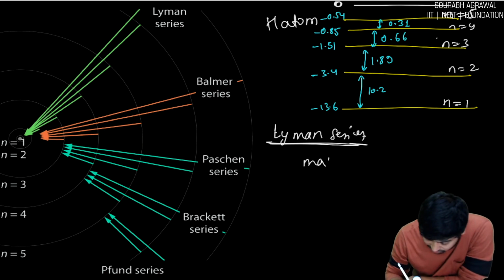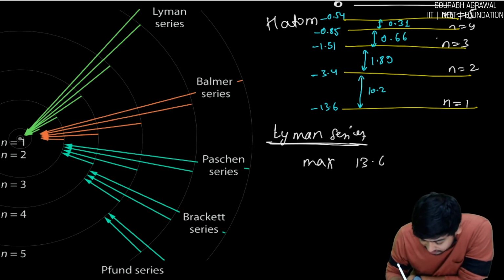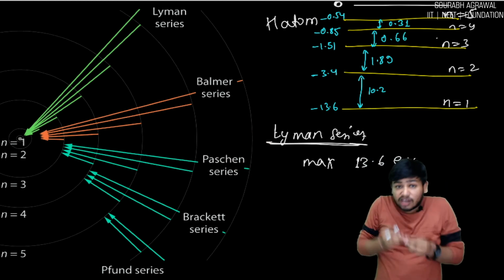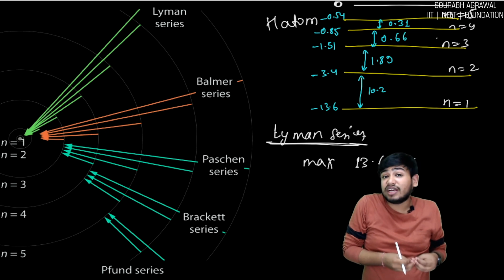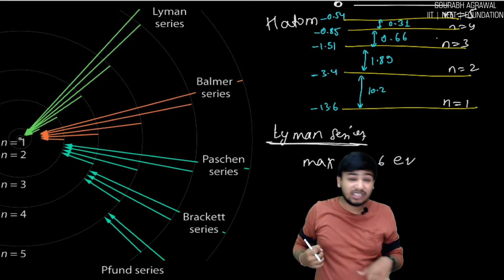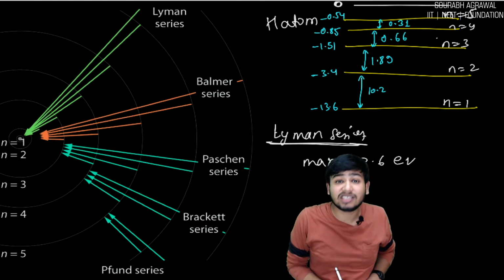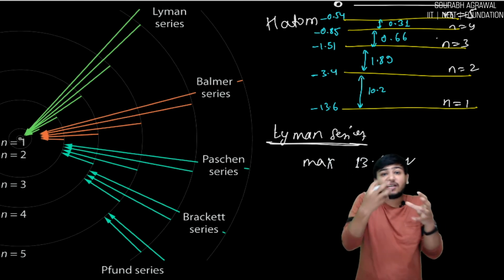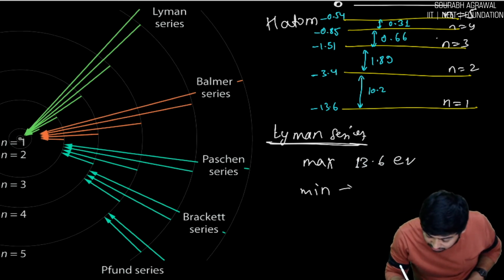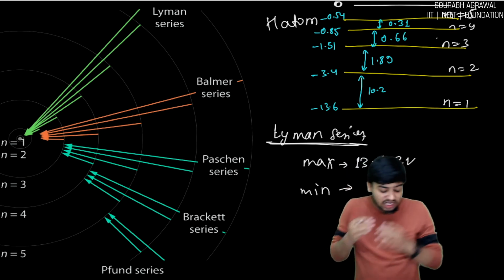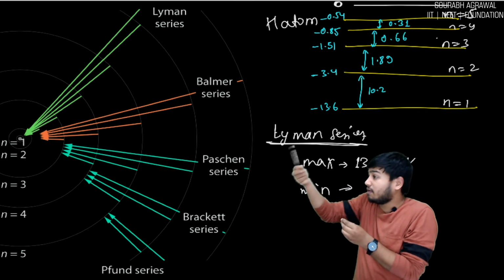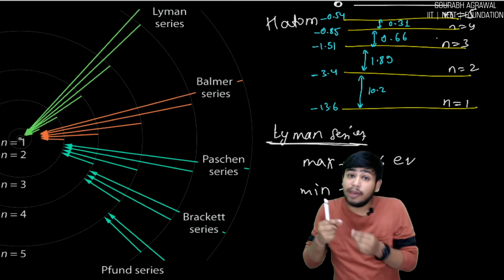The maximum energy that comes out will be 13.6 eV. If an electron is jumping from infinity to the ground state, where it has energy minus 13.6, the radiation that comes out corresponds to 13.6 eV. So the maximum energy in the Lyman series is 13.6 eV. What is the minimum energy? Minimum energy means, sir, very small, from n equal to 2 to n equal to 1. If the electron is jumping from n equal to 2 to n equal to 1, that will be very small.